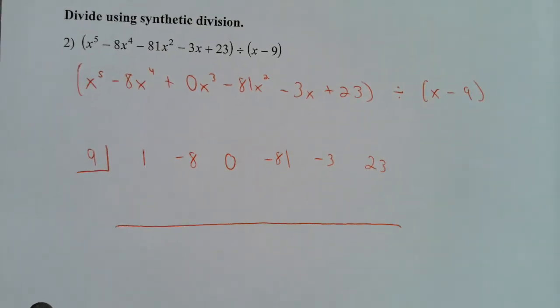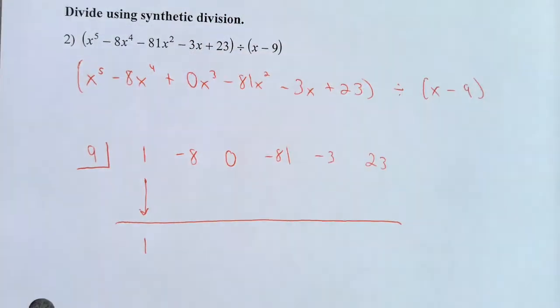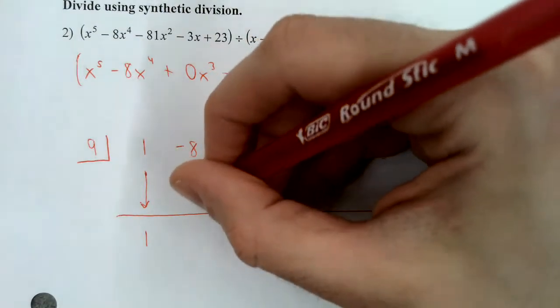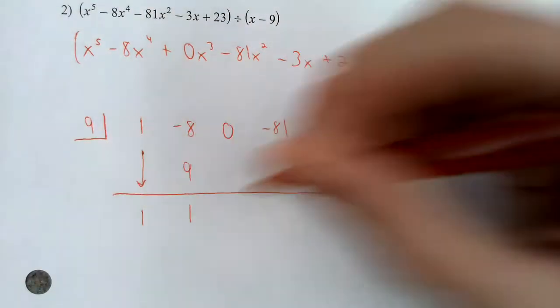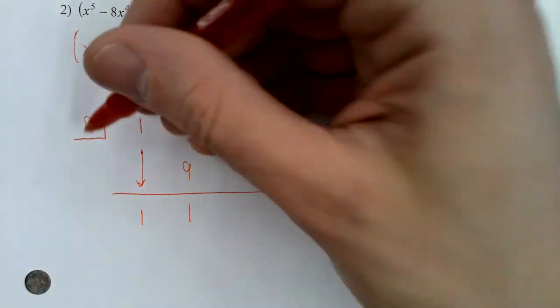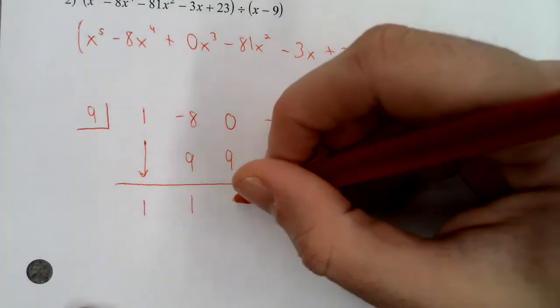And now let's go through the process of synthetic division. This 1 gets carried down. 1 times the 9 in the box is 9. Plus the negative 8 above it equals 1. Repeat the process. 1 times the 9 in the box is 9. 9 plus 0 is 9.